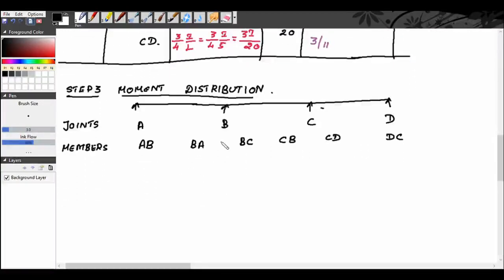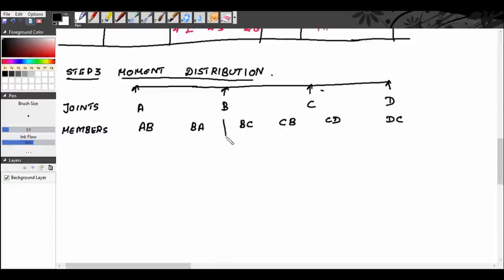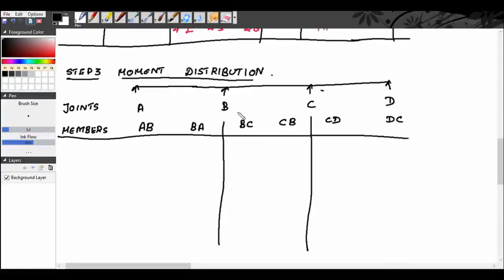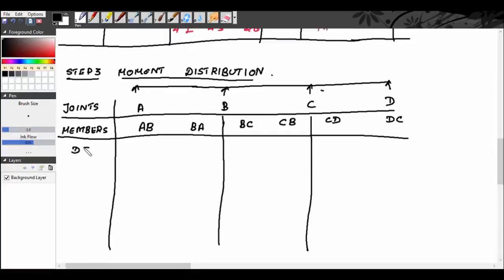At every joint where there is more than one member, you draw a vertical line, and you draw a horizontal line dividing the members at B and at C. So you see, the carryover, or the moment distribution, will be between A and B in the span AB, between B and C in the span BC, and between C and D in the span CD.